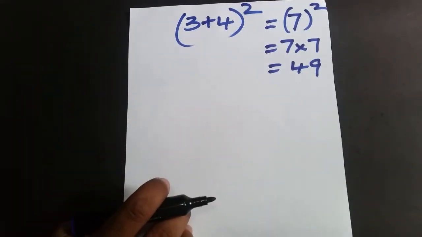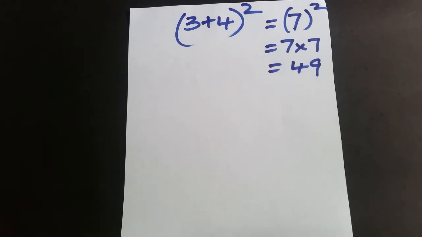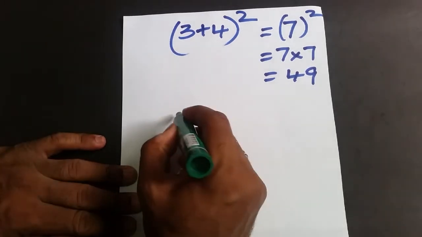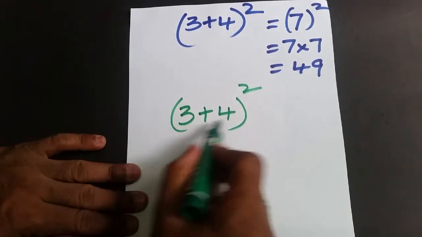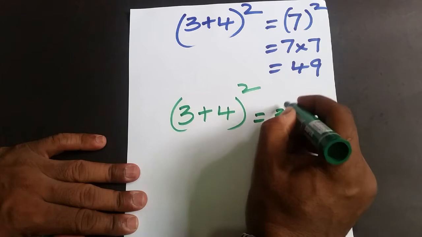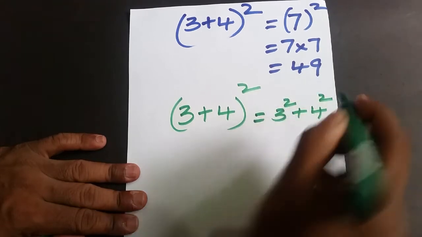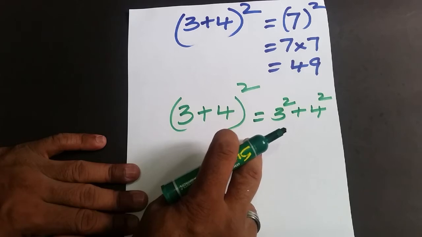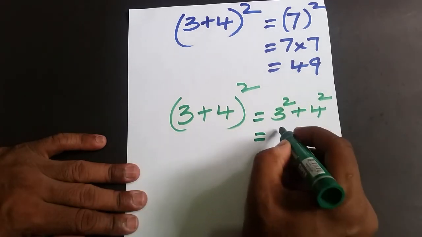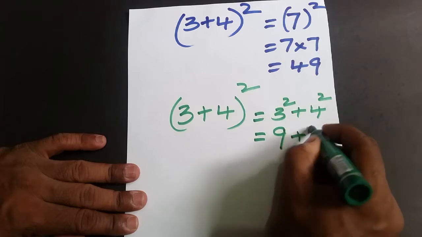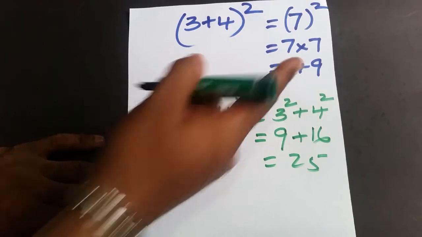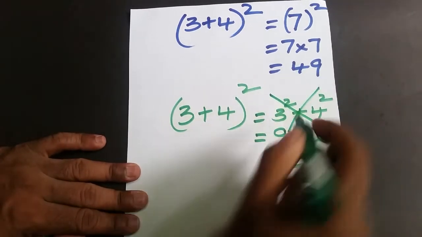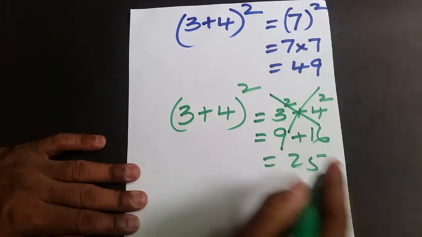Now some of you were doing this, which is incorrect. I want to point out that what I'm about to do here is incorrect, and that is what some of you did. Some of you believe that this means this. This, by the way, is wrong. If you look at this, you would have 9 here because 3 squared is 9 and 4 squared is 16. That would give you 25, and 25 obviously is not 49. So this cannot be worked this way, wrong.